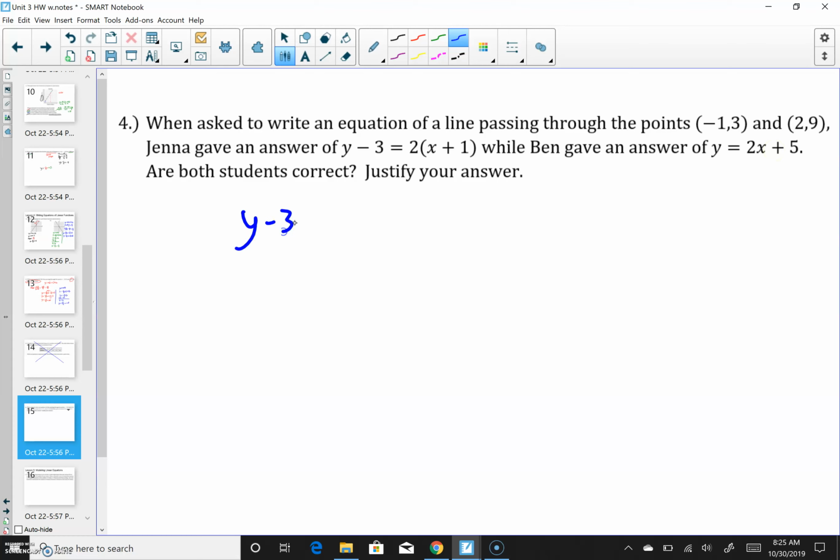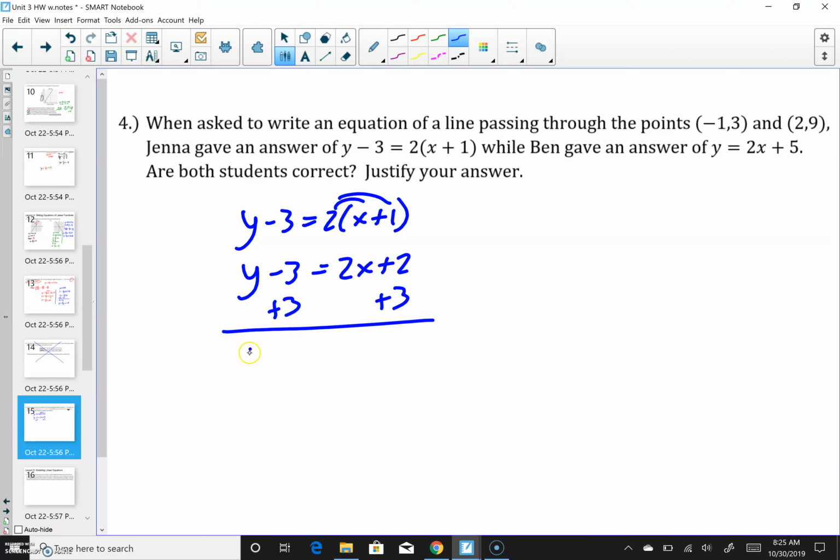But this is the one that we want to take a look at. We want to take that and put it into y equals form. So we'll start by distributing. You get y minus 3 equals 2x plus 2. We will add the 3 to both sides. We get y equals 2x plus 5. So this was a point slope equation, but when we distribute, you can see it's exactly the same as Ben's.